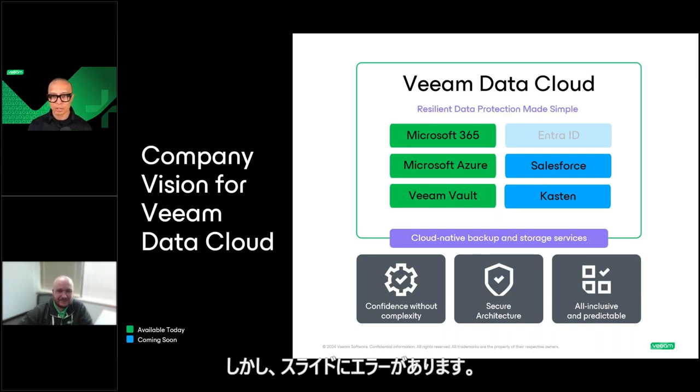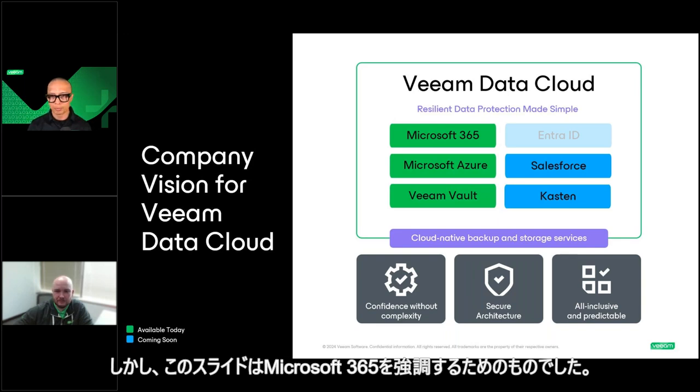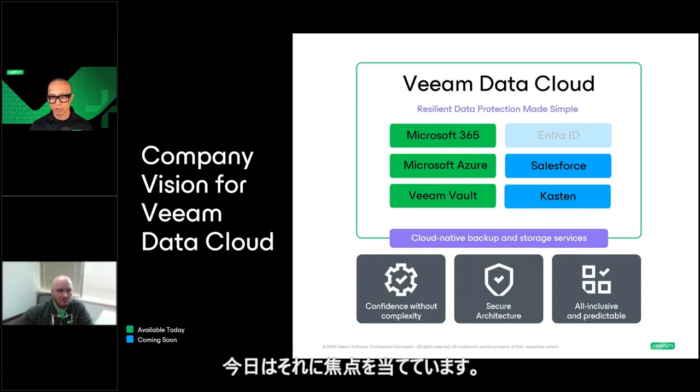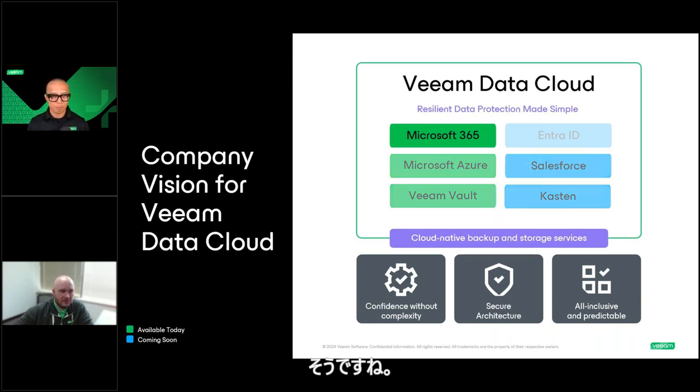But yeah, there is an error on this slide which didn't appear when we were building it. The Entra ID is grayed out, if you will, or the transparency's changed. Somehow it got inverted, but this slide was only supposed to highlight Microsoft 365 because we are focusing on that today. There we go. Just need to animate that one out there.